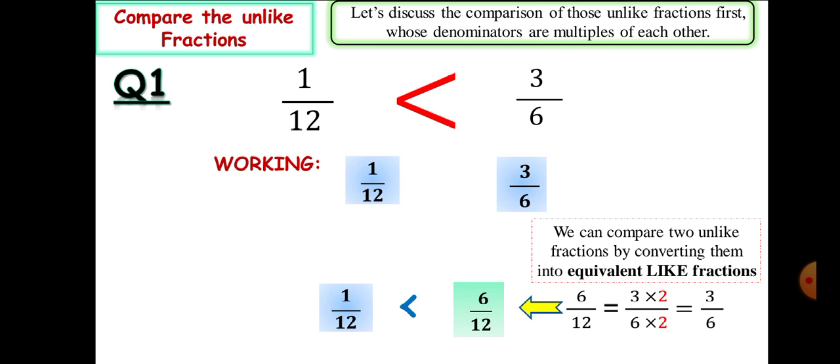We have to make them equivalent fractions. If I multiply 6 by 2, I can get 12. So multiply 3 over 6 by 2, you're going to get 6 over 12 and 1 over 12. That means the denominators are the same. Focus on the numerator. The one with the bigger numerator has the bigger value, that means 6 is greater than 1, so 6 over 12 is greater than 1 over 12.